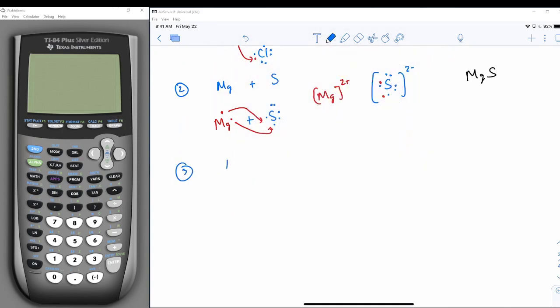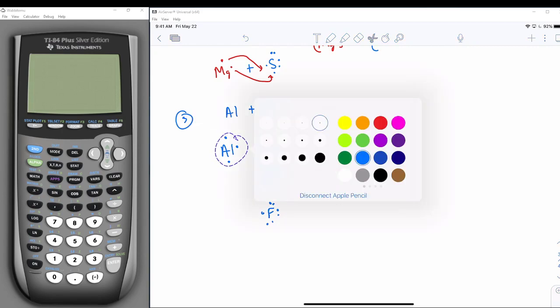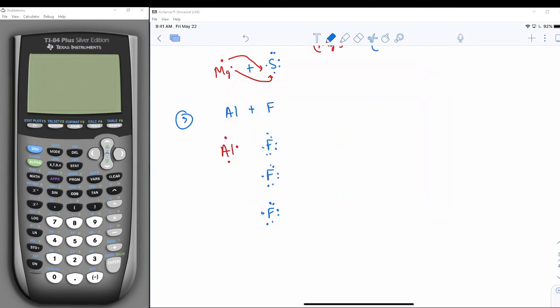3, Al and F. Al has 3 electrons. F only needs to accept 1. So therefore, there needs to be 3 Fs to be able to accept all the electrons that aluminum is giving away.